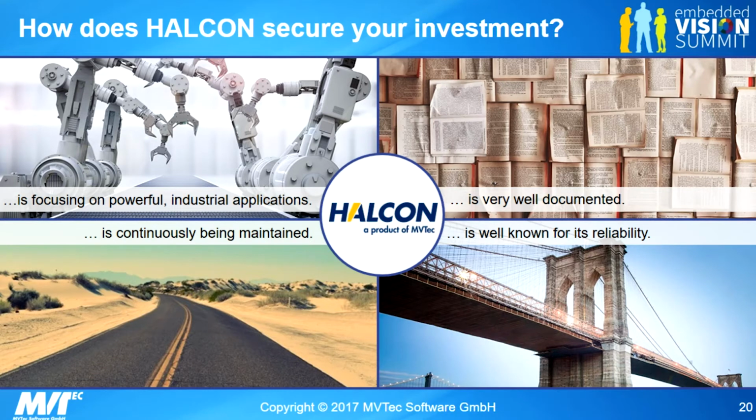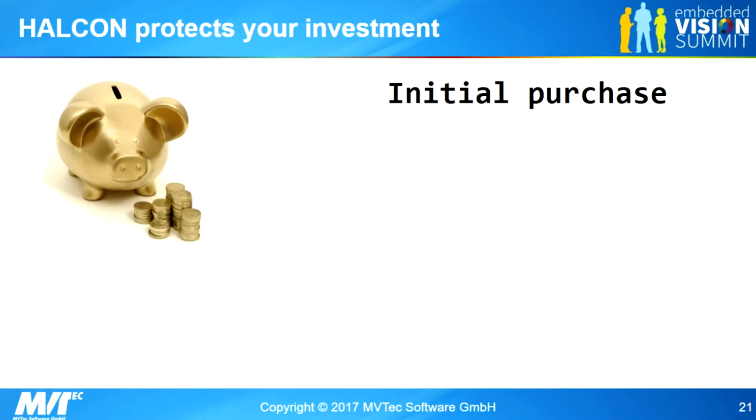We do publish our error rate actually. I think we find something like 2 or 3 errors within 10,000 lines of source code in HALCON. So this is an excellent ratio, by the way. So HALCON protects your investment in terms of initial purchase. This is something which you probably don't have to do if you go for an open source library.